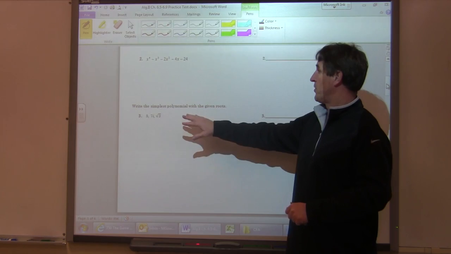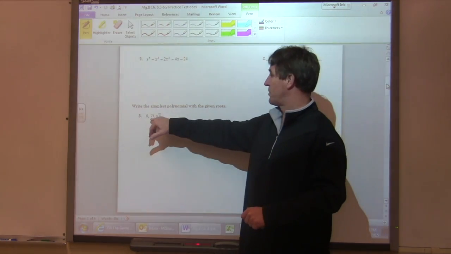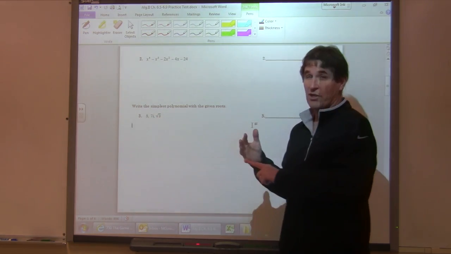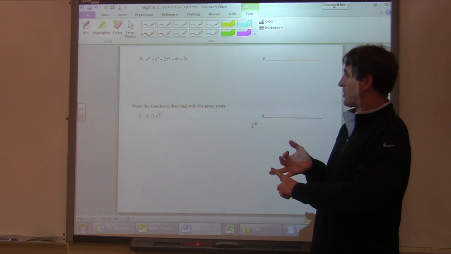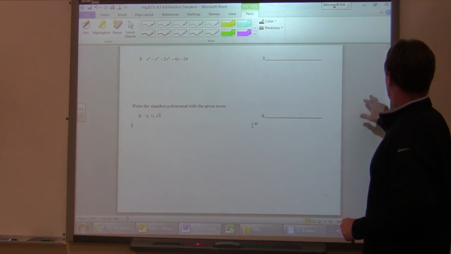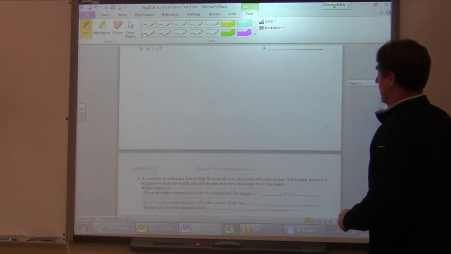This problem, remember, you're going to take the simplest polynomial function given these roots, so you're going to have to write the factors. Remember, when you have imaginary numbers or irrational numbers, that you have to have the conjugate. It's also in the factors. And then you can go through and you'll have to multiply that out.